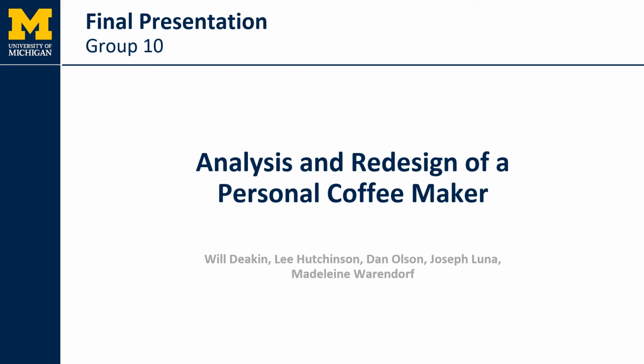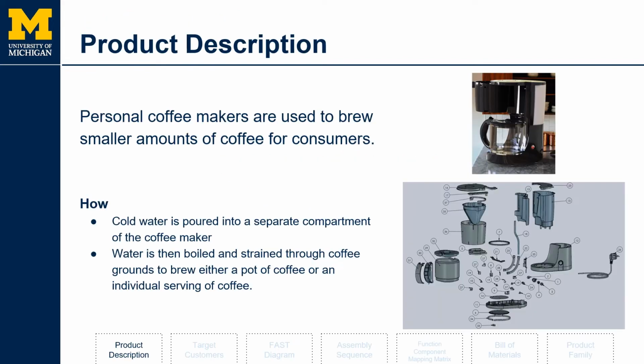We're Group 10, and we are focusing on the analysis and redesign of a personal coffee maker for our project. The primary function of a personal coffee maker is to brew smaller amounts of coffee for the consumers by boiling the water and straining it through the coffee grounds.